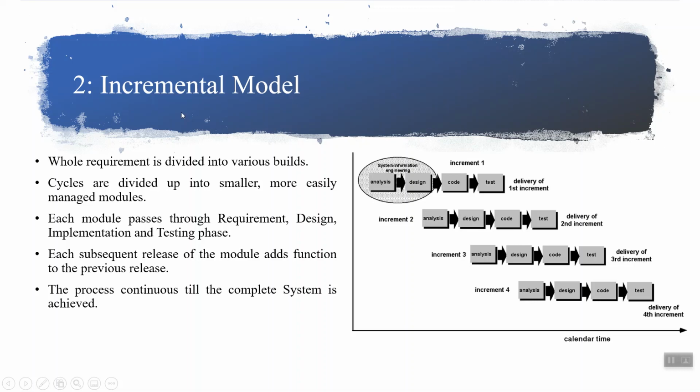The second model is the incremental model. In the incremental model, the whole requirement is divided into various builds. Here, cycles are divided up into smaller, more easily managed modules. Each module passes through requirement, design, implementation, and testing phases. Each subsequent release of the module adds function to the previous release, and the process continues till the complete system is achieved.